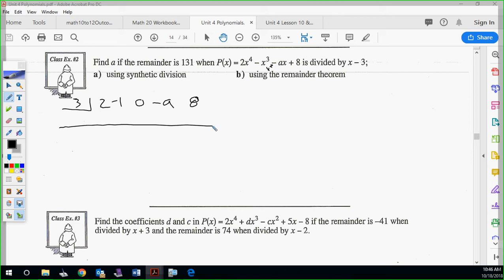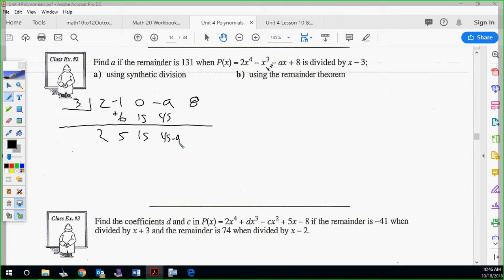Okay, so always first step: drop the 2, multiply. 3 times 2 is 6. Add, 5. 3 times 5 is 15. Add, 15. 3 times 15 is 45. Okay, so 45 minus a goes here.